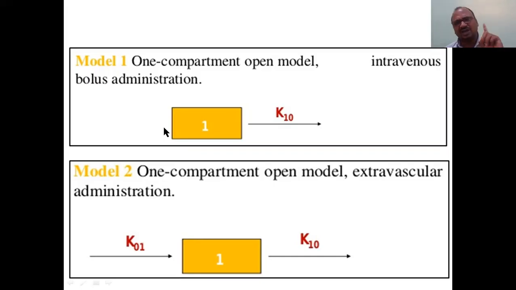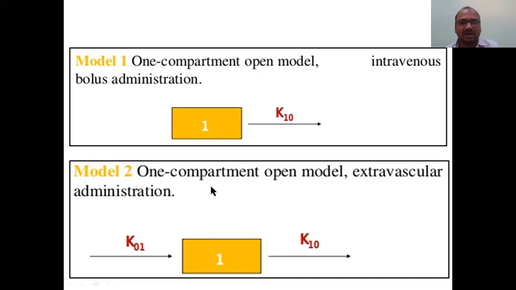And since it is only 1 compartment, we cannot differentiate whether it is a catenary model or a mammillary model. We cannot tell because only 1 compartment is there. 2 compartments also we are not able to tell. For 3 compartments onwards, we should be able to tell whether it is a catenary model or a mammillary model. Up to that, with 1 compartment or 2 compartments, you cannot justify whether it is a central mammillary or a catenary.